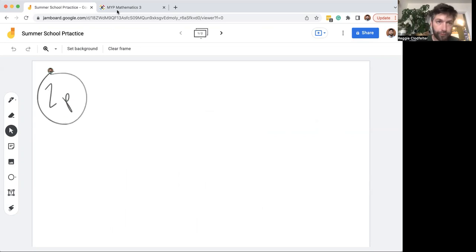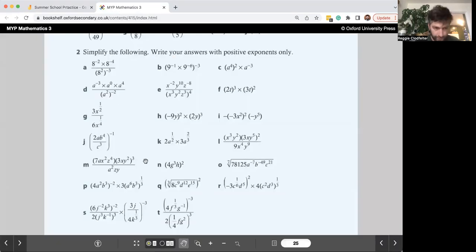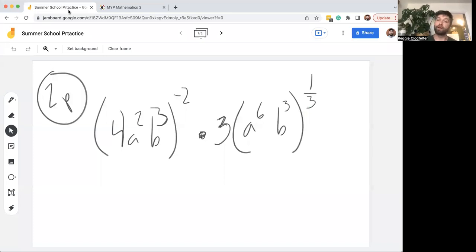We're on to 2P. So 4a squared b cubed, all to the negative 2, times 3, and then in parentheses, a to the 6th, b to the 3rd, all to the 1/3. Okay. So this one's got a lot of steps, so we're just going to take them one at a time.